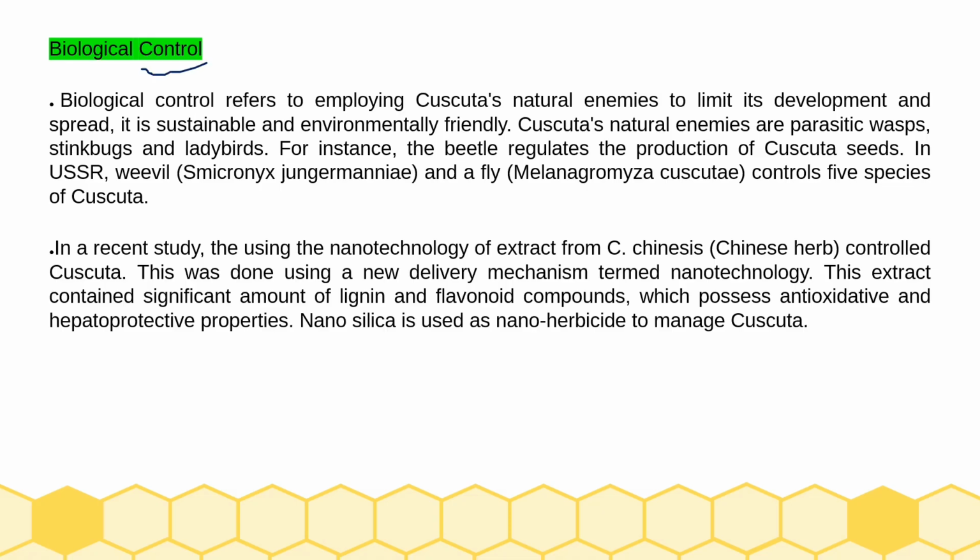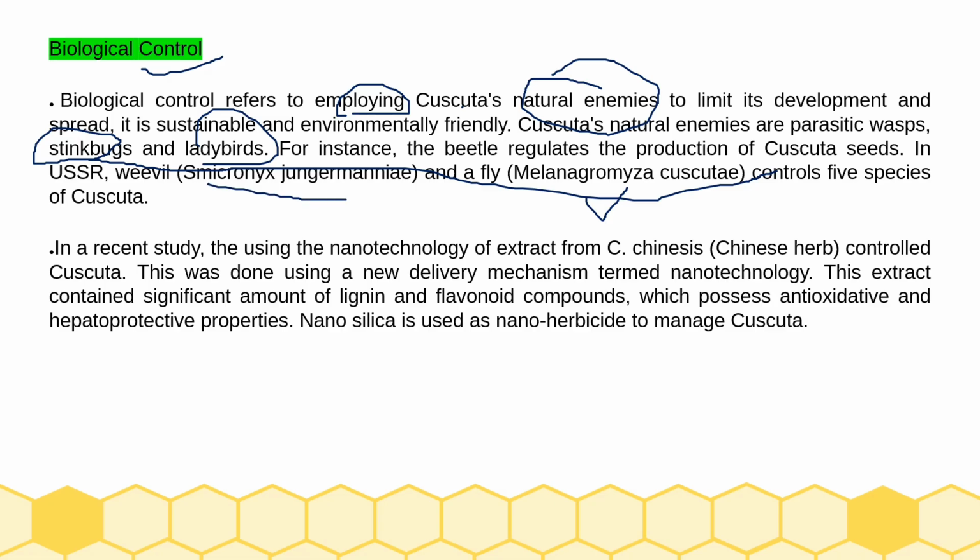The next option is biological control. In biological control, you employ some natural enemies to control Cuscuta, like ladybug beetles or stink bugs, which attack Cuscuta and reduce its infestation. Other instances are the use of flies like Melanagromyza cuscutae and Smicronyx roridus. These also attack the Cuscuta and reduce its infestation.